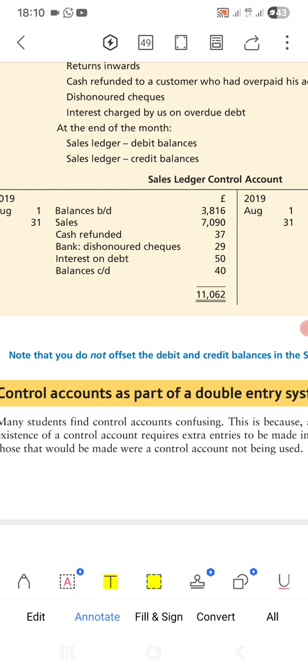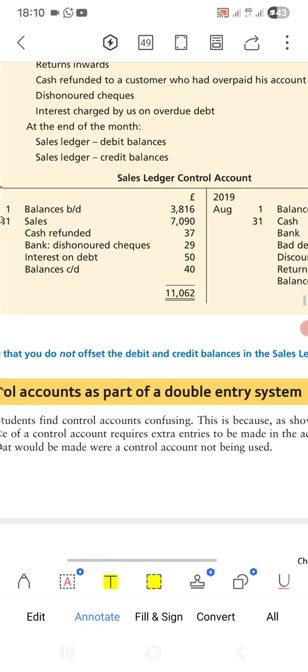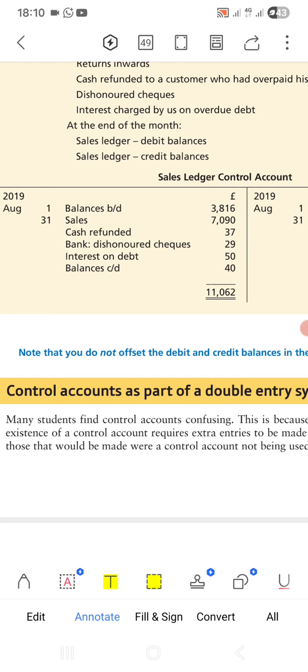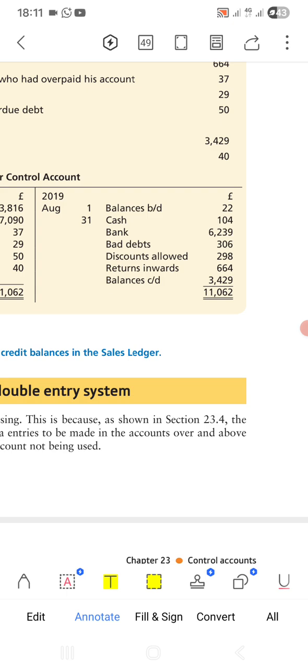We are also going to be having a balance CD on the debit side. I'm going to explain later why we are having a credit balance and a debit balance in the sales ledger control account. So we're having balance CD there. Then on the credit side, we are having a balance BD as opening balance there.